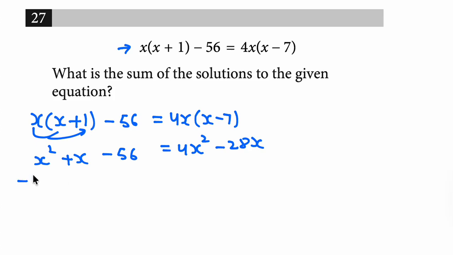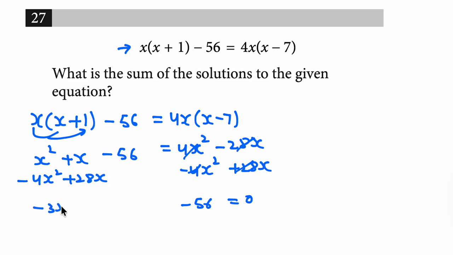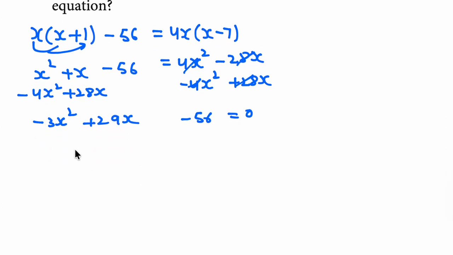Now, subtracting 4x squared on both sides, we have to make it equal to 0, and adding 28x on both sides. So that is 0 is equal to negative 3x squared plus 29x minus 56. Let's multiply the whole equation by negative 1. So that will be 3x squared minus 29x plus 56 is equal to 0.